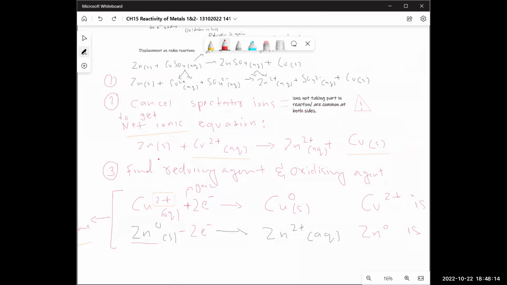Now, Zn solid, also pay attention to the choice on the whiteboard. Zn solid plus Cu2+ aqueous is giving us Zn2+ plus Cu solid. That's my net ionic equation. Okay. Now, our job is to find what is the oxidizing agent and what is the reducing agent. All right. How do we do that?